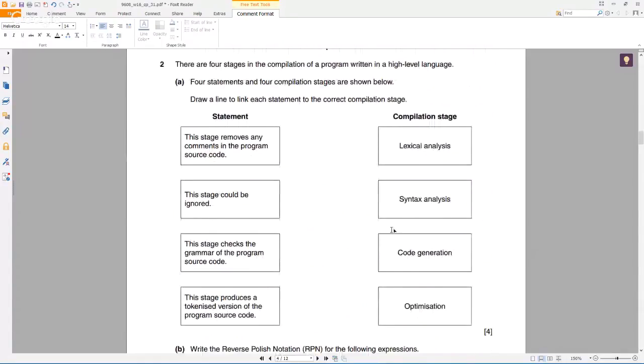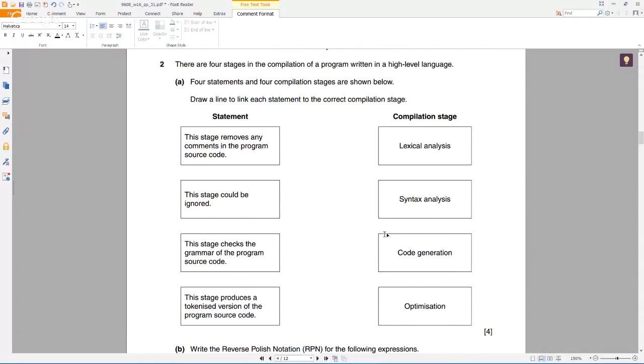So the next question is about compilers. You need to draw lines to link each statement to the correct compilation stage. Okay. So the first statement is: this stage removes any comments in the program source code.